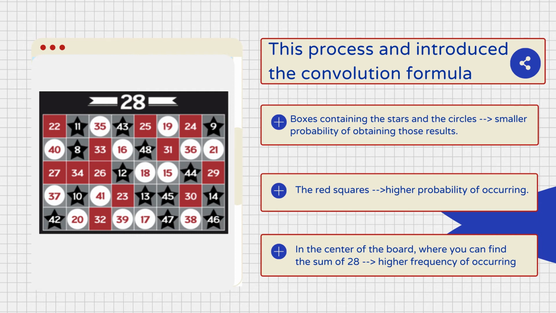The values on the board that take out points, which are the red squares, are the ones with a higher probability of occurring. And just in the center of the board, where you can find the sum of 28, where the phi will double, implies that it has a higher frequency of occurring. Considering these previous observations, the role that chance or randomness played wasn't just mere luck, but a well-hidden swindle.